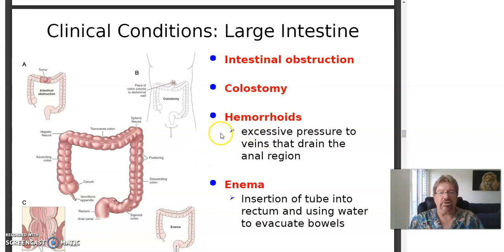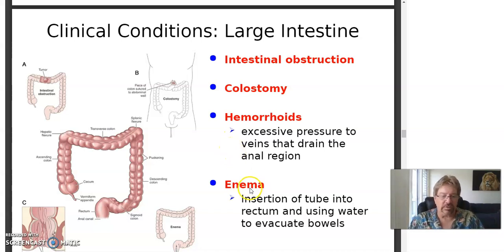Okay, varicose veins. Remember that the veins, if the valves blow out, produces varicosities or varicose veins. If they're in the anal region, they're called hemorrhoids. So what's a hemorrhoid? It's basically a varicose veins in your butt.